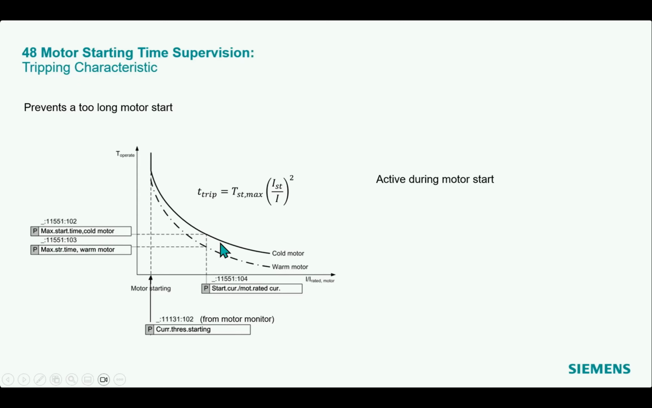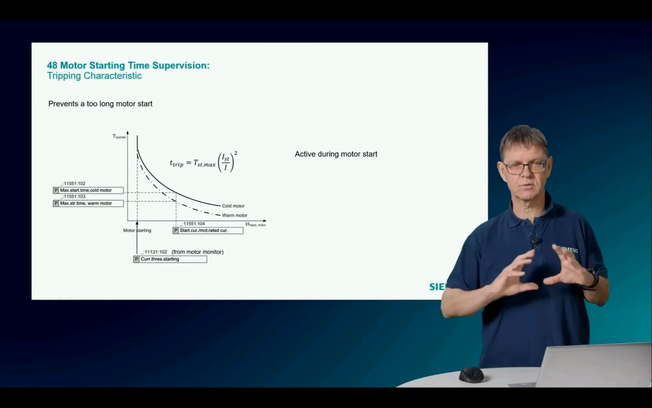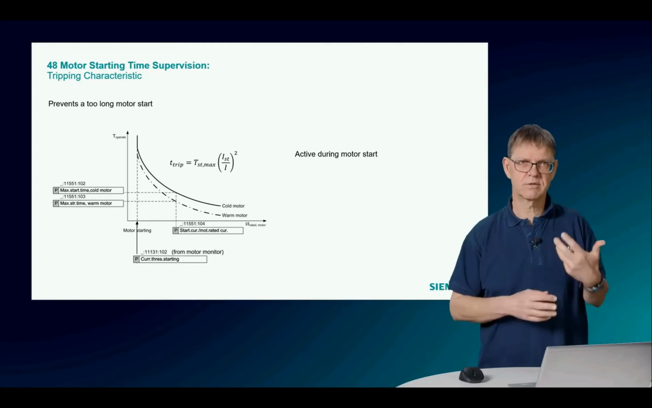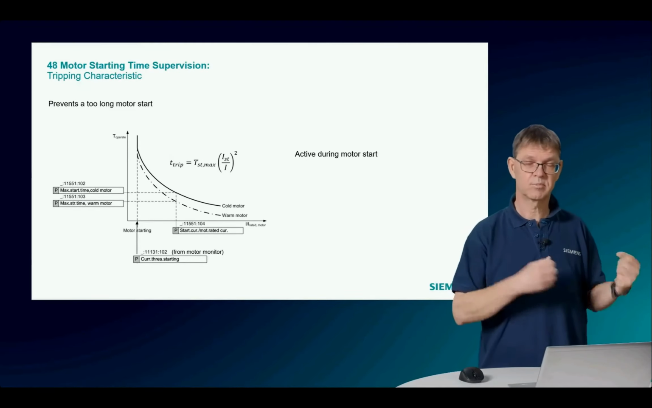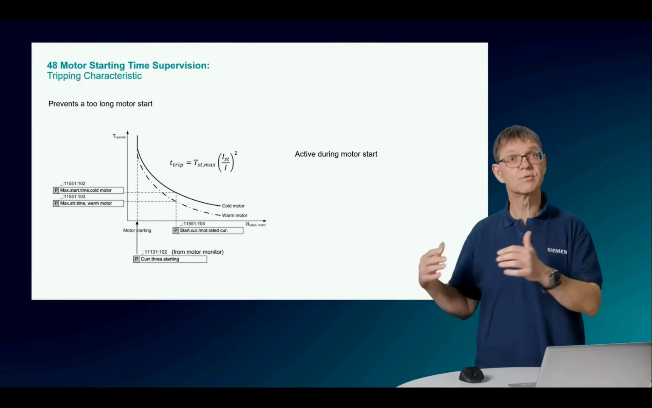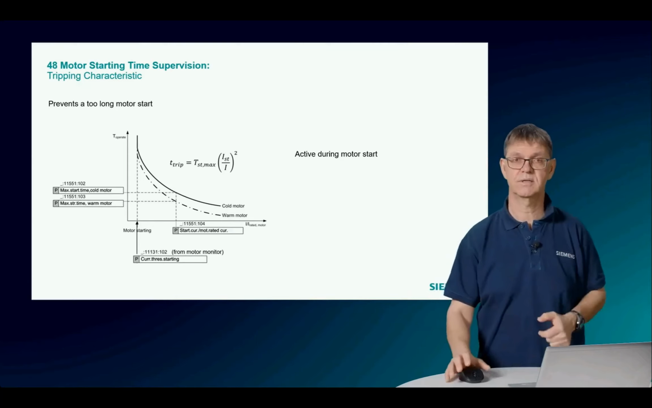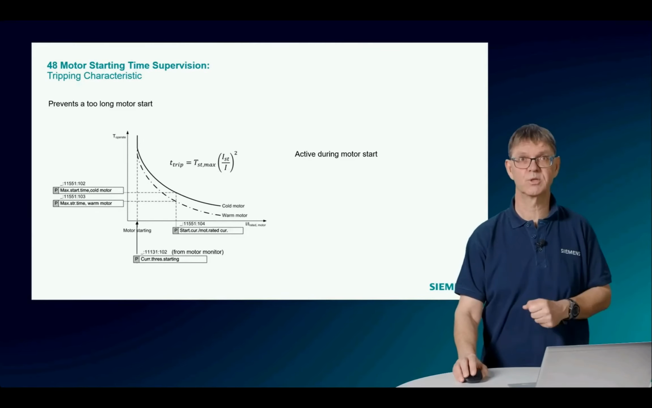This function is only active during the motor start. It has a starting condition, and it is not just a simple inverse time curve. There's also a thermal model behind it, so we integrate the current up accordingly so that the correct temperature comes out. So even with varying currents, when the current decreases, then I have a longer starting time, and this is exactly balanced out according to the thermal model which is behind here.